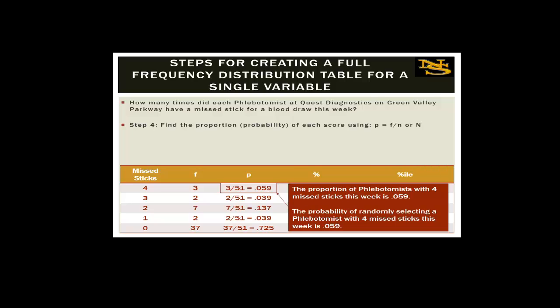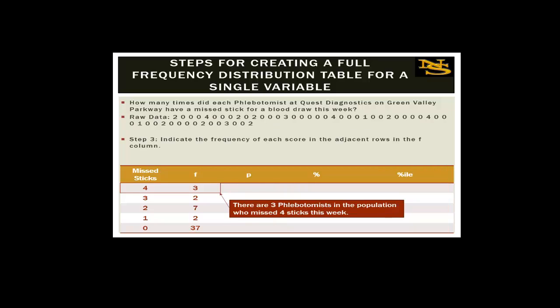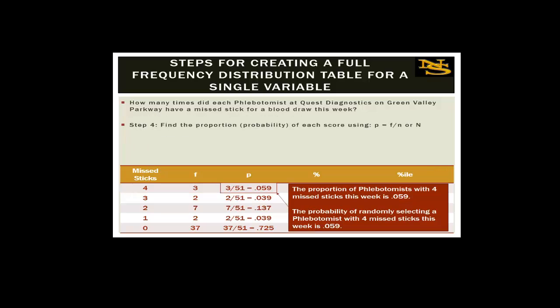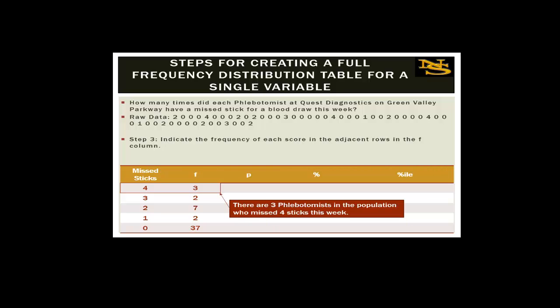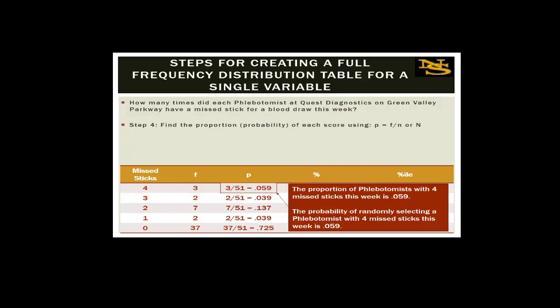Well, the way that you find that, you can just add your frequencies together. So we have 3 plus 2 plus 7 plus 2 plus 37 gives you a total of 51 phlebotomists in this population. Now you could also get that by just adding how many scores you have here. So 1, 2, 3, 4, 5, 6, 7, 8, 9, 10. I don't feel like counting all that. I'm just going to go ahead and add my F's and I'm good to go. I know there's 51. Again, you'd find 51 if you looked at how many scores are there. So 3 out of 51 phlebotomists had 4 missed sticks for a blood draw this week. And 3 divided by 51 gives you 0.059.